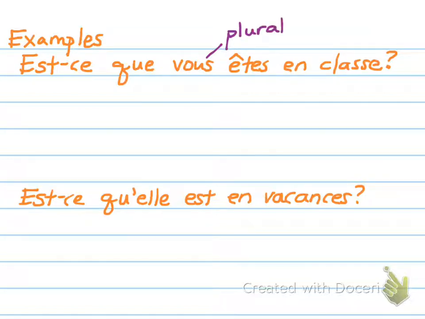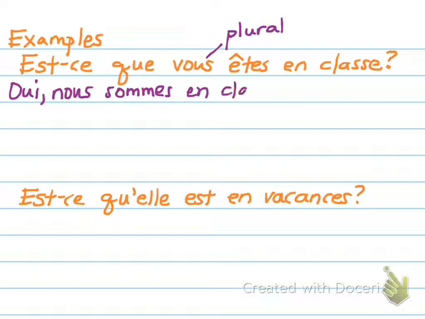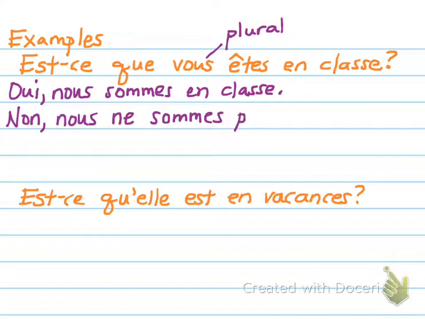Right? So if I answer yes, then it's going to be we, nous sommes en classe. If I answer no, nous ne sommes pas en classe. So again, notice my ne and my pas went around my verb, which was sommes.